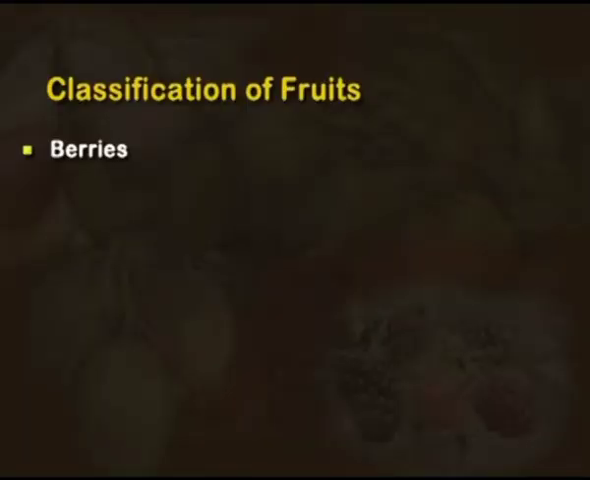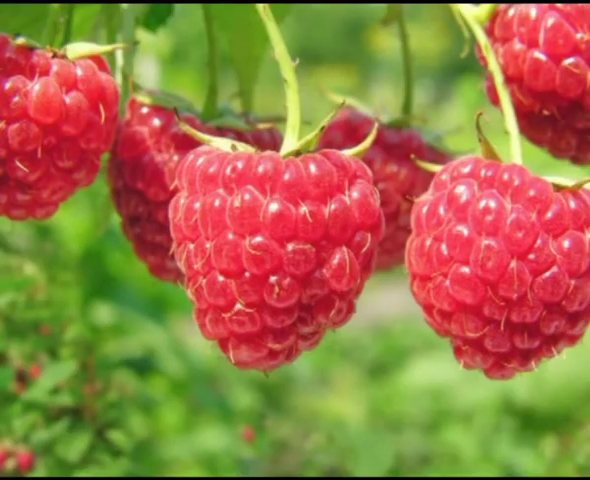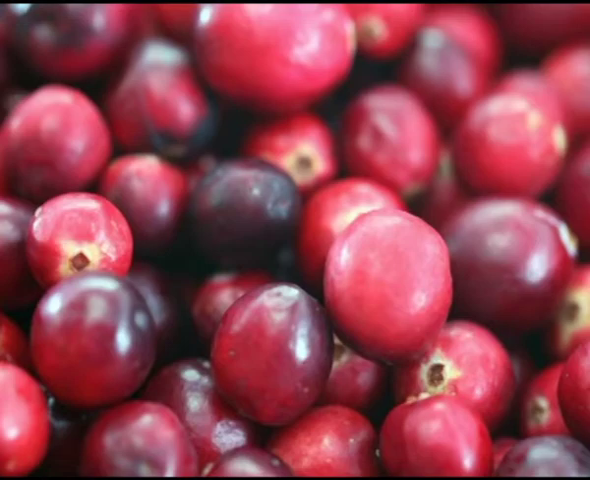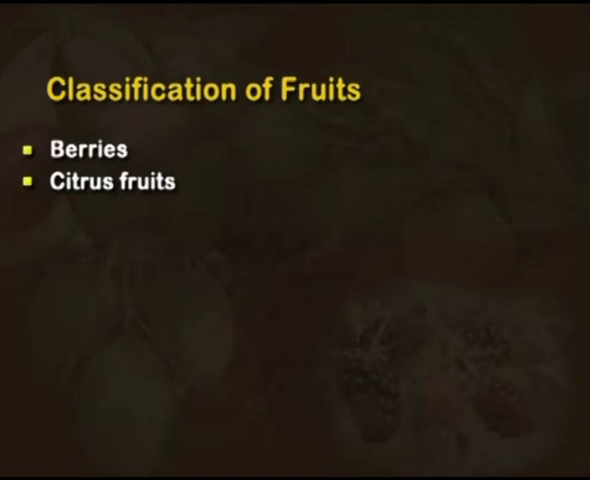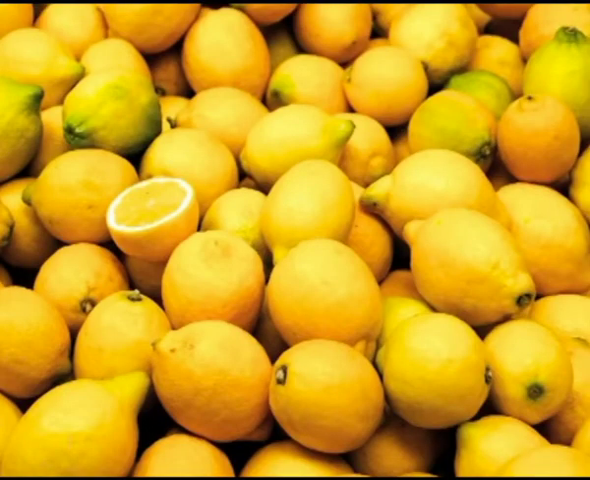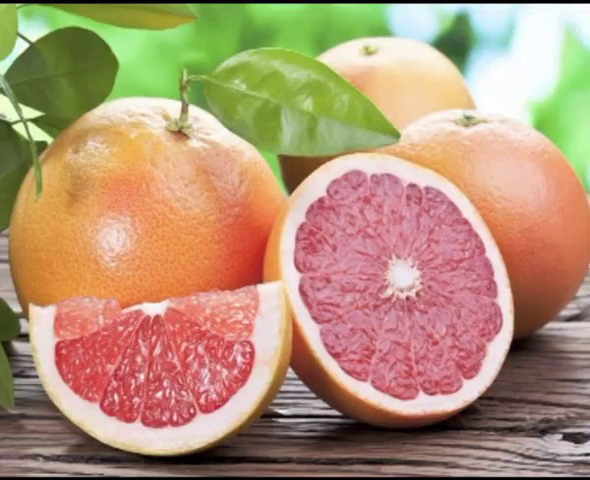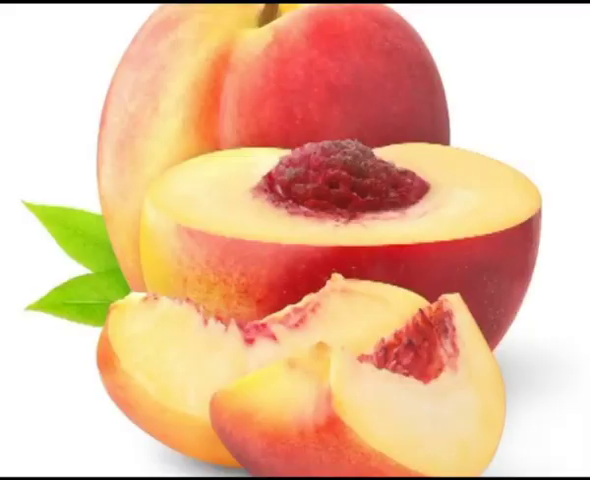Now berries, under berries we have strawberries, gooseberries, blackberries, blueberries, raspberries and cranberries. Now some of them are grown in India, and some of them are in the process of being grown under artificial climatic conditions, but they are all available because of imports also. Now citrus fruits, under citrus fruits we have sweet lime, oranges, tangerines, sour oranges, lemons, limes, grapefruit also. Now drupes, we have apricots, sweet cherries, peaches and plums.